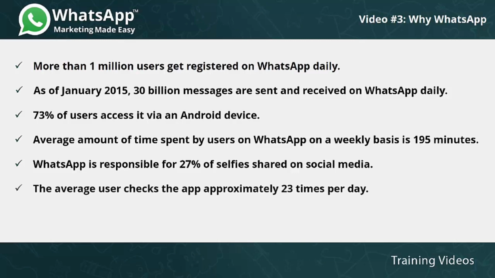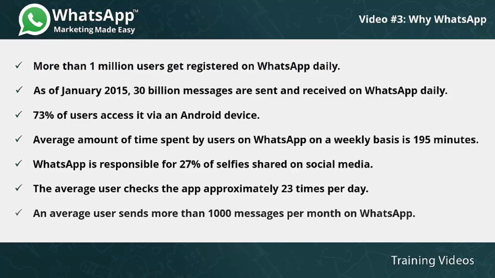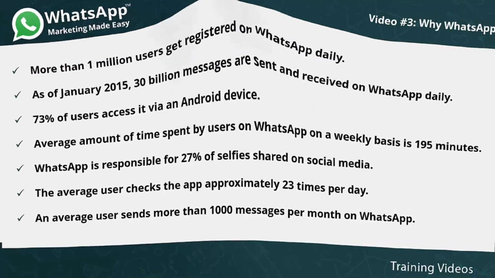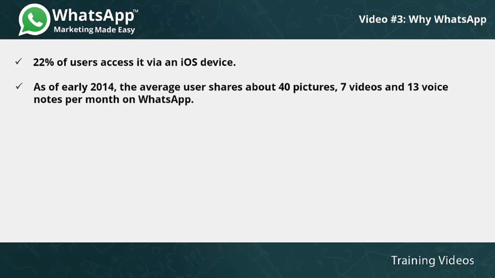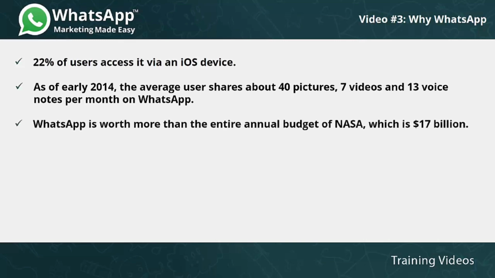The average user checks the app approximately 23 times per day. An average user sends more than 1,000 messages per month on WhatsApp. 22% of users access it via an iOS device. As of early 2014, the average user shares about 40 pictures, 7 videos, and 13 voice notes per month on WhatsApp. WhatsApp is worth more than the entire annual budget of NASA, which is $17 billion.